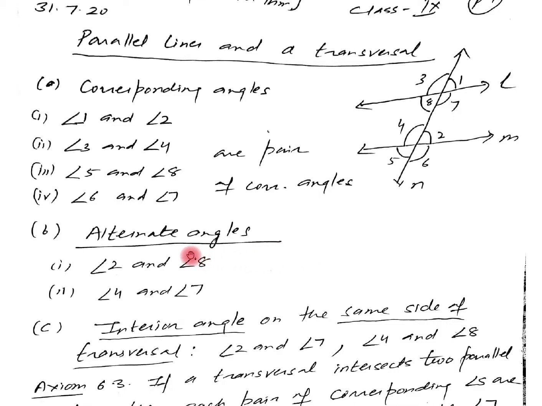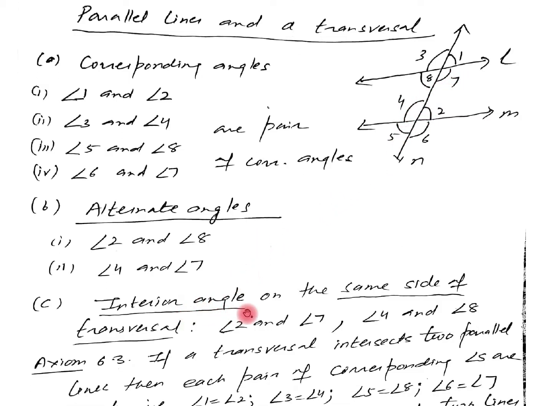The second is what? Alternate angles. The name is alternate angles. It means they are on alternate sides. For example, angle 8 and angle 2. These are alternate angles. Angle 4 and angle 7. These are also alternate angles.